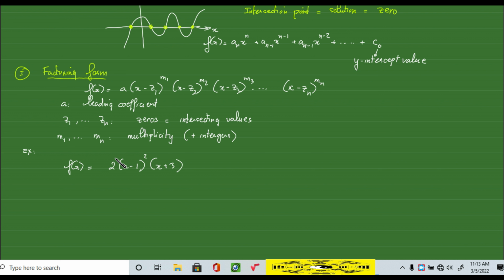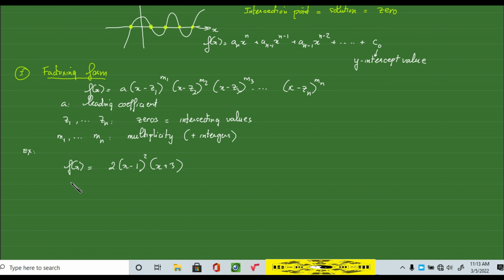Actually, it doesn't matter. Sometimes they put everything out of order. This is just the name. As long as you know that the m1 over here, which is the multiplicity, corresponds to this zero, and the multiplicity over here, which is 1, corresponds to this zero. So this is a typical example of a polynomial function in factoring form.